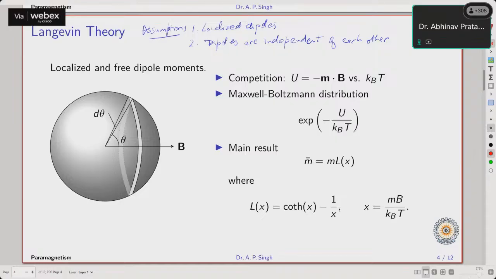So what I will do is I will draw a sphere, okay, and I will take a circular slice of this particular sphere. That slice is shown over here. Okay. So if the radius is r, then this particular radius will turn out to be r sine theta. So you have a circular strip of radius r sine theta and whose thickness is r d theta.